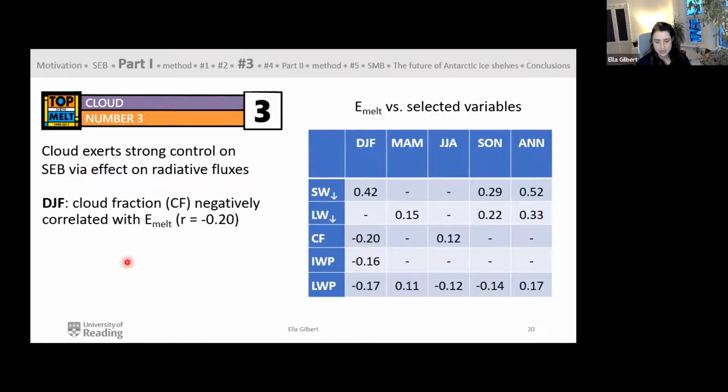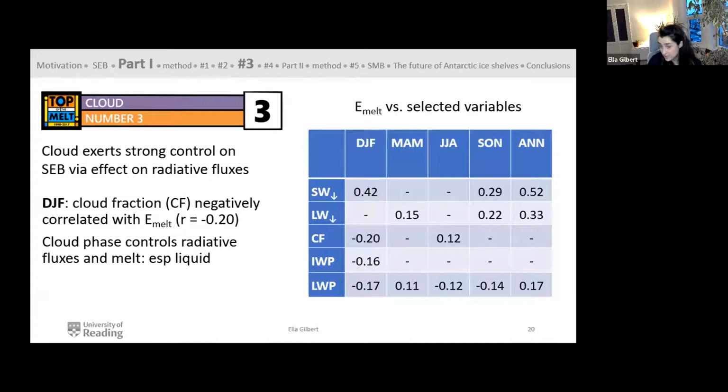But in the winter, when we have no solar radiation, it's actually a positive correlation because it results in more melting. The cloud phase is also very important, particularly the liquid phase, and that's ice water path and liquid water path here, IWP and LWP. We also find that cloud can initiate or sustain melt, and this is consistent with previous work as well.